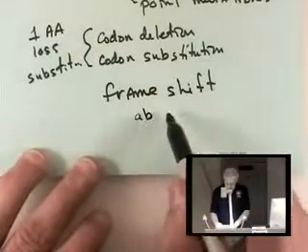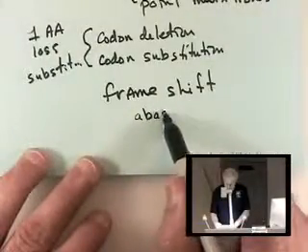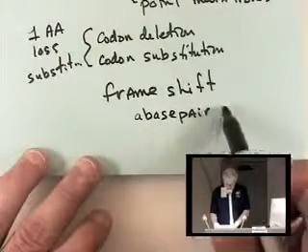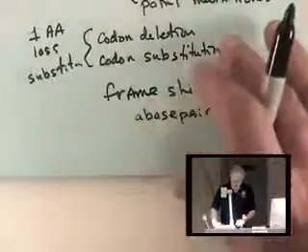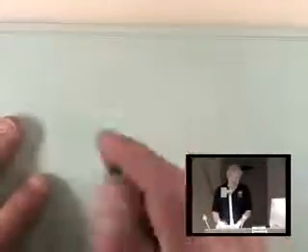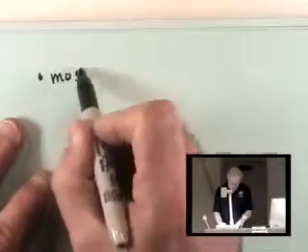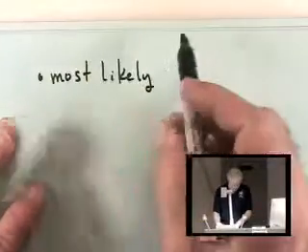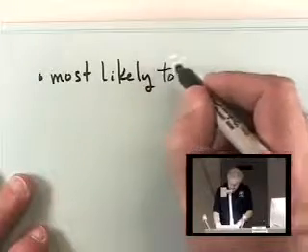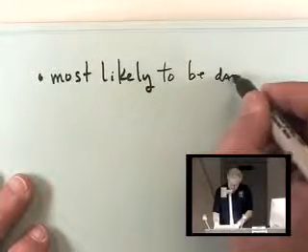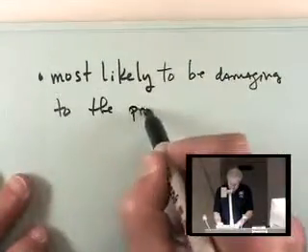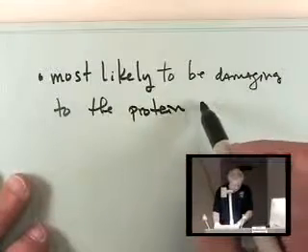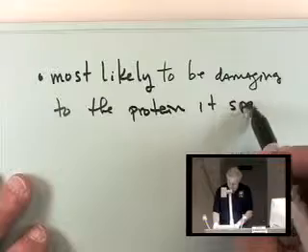So a good example of this would be a base pair deletion. A base pair deletion would be most likely, or is most likely to be damaging to the protein it specifies.